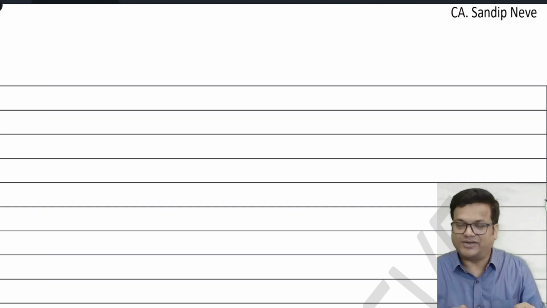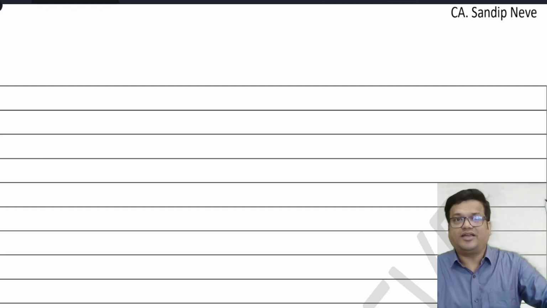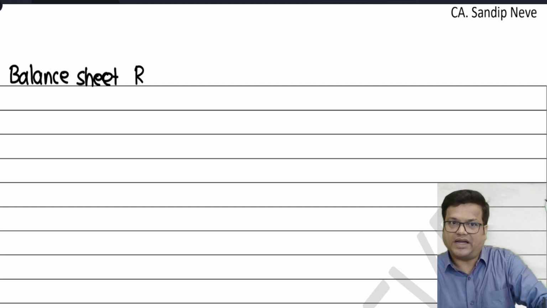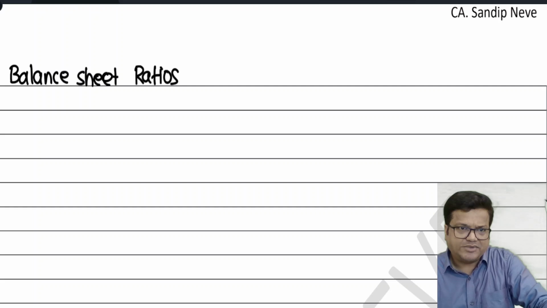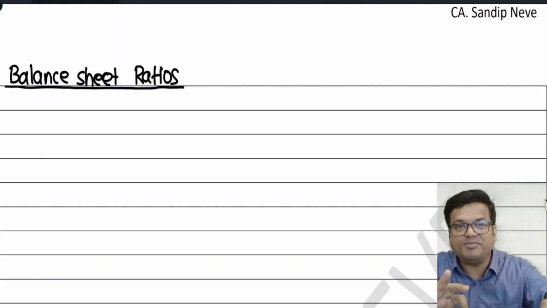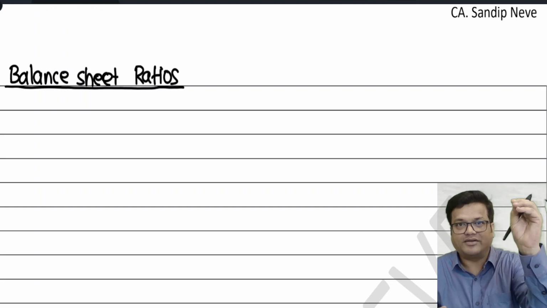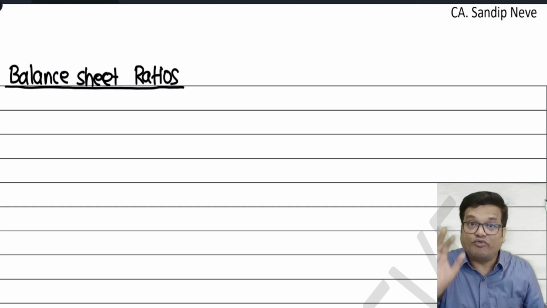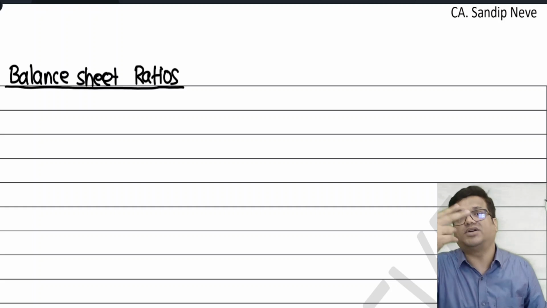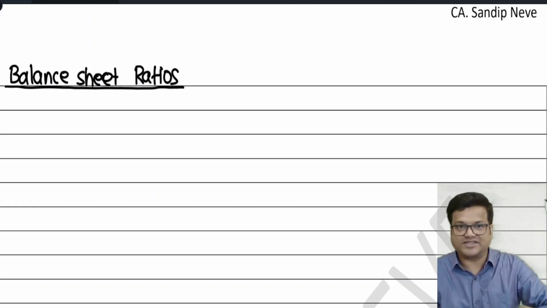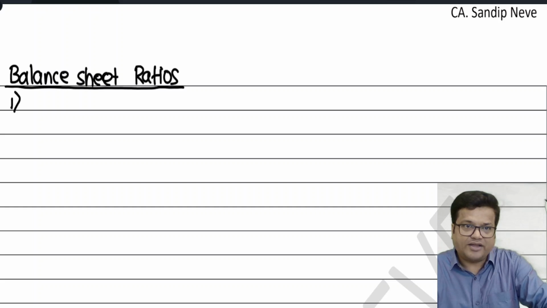See, in the earlier videos, we have already discussed profit and loss ratios. Today we plan to discuss balance sheet ratios. Let me elaborate what precisely we mean by balance sheet ratios. Any ratio will have one numerator and one denominator, right? So when you take both the values from the balance sheet itself, then it is called a balance sheet ratio. Correct, friends. So let's go ahead with our balance sheet ratios.